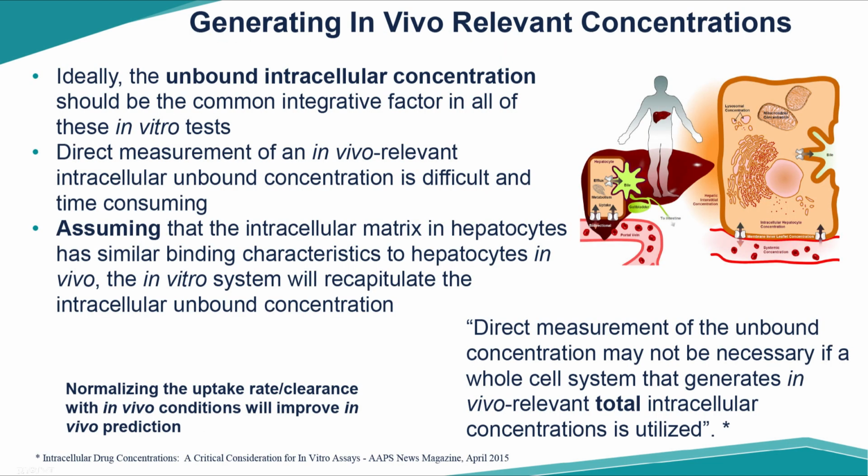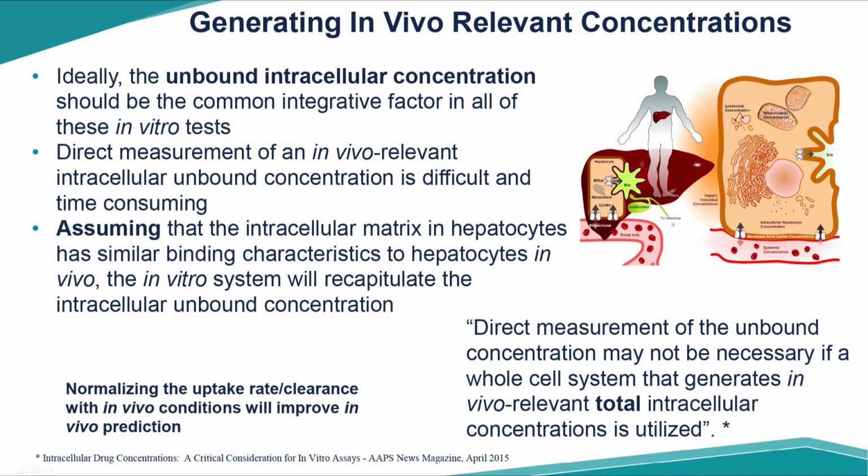So in generating these in vivo relevant intracellular concentrations, I think everyone would agree that it's the unbound intracellular concentration that's important and is a good integrating factor between a lot of these in vitro tests, especially the non-whole cell test and in vivo function. But direct measurement of this intracellular unbound concentration is very difficult and very time consuming. There's mathematical methods to estimate it, but it's very difficult to get a handle around that.